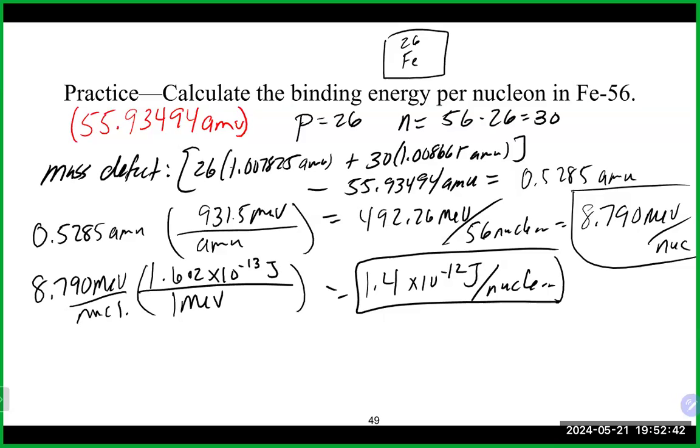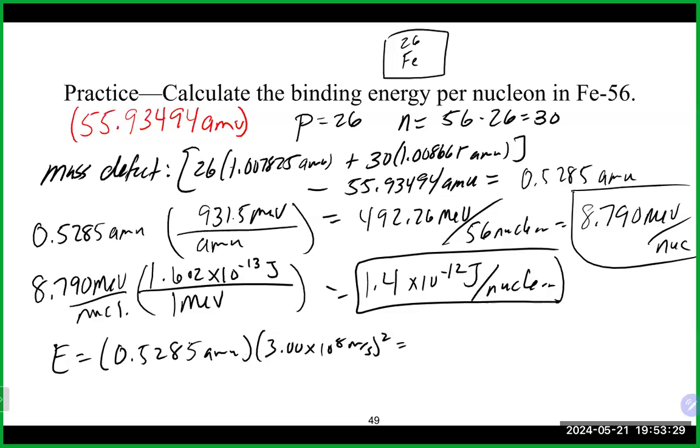Once again, you could also use Einstein's equation. And if you do, you would have kind of picked up with the mass defect, which was 0.528. Maybe I won't, or I'll just round a number there. 0.5285 AMU times 3 times 10 to the 8 meters per second squared.